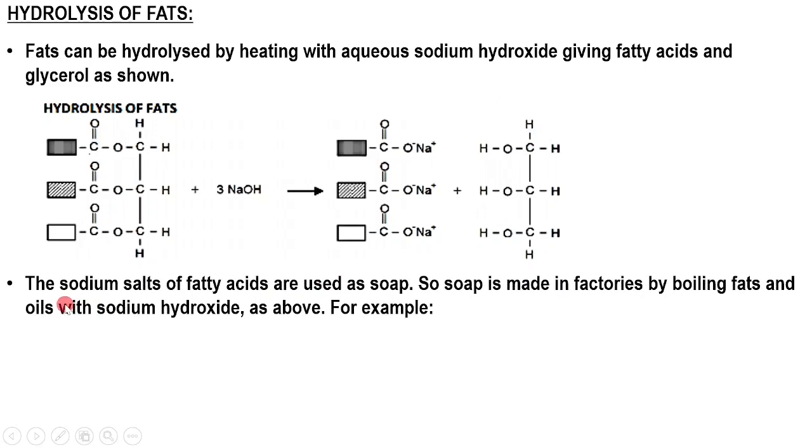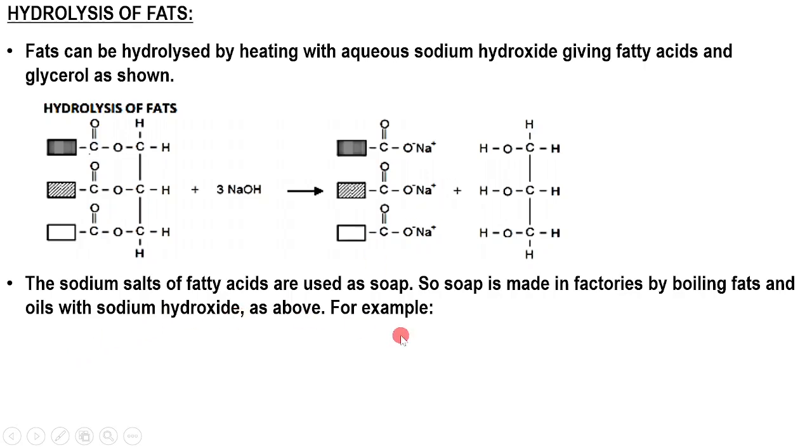So we are saying the sodium salts of fatty acids are used as soap. This will be like a fatty acid but with a sodium atom attached to it. This is called the sodium salts of fatty acids, and this is used as soap. Soap is made in factories by boiling fats and oils with sodium hydroxide as above. So if we want to make soap, we can just get fats or oils, boil them with sodium hydroxide, and we'll be forming soap.